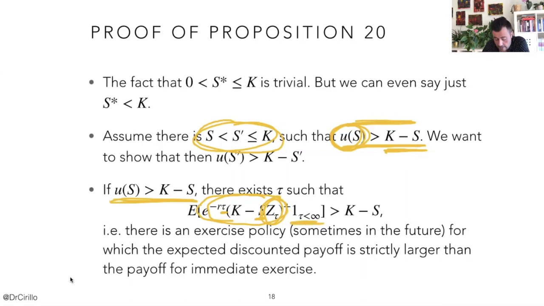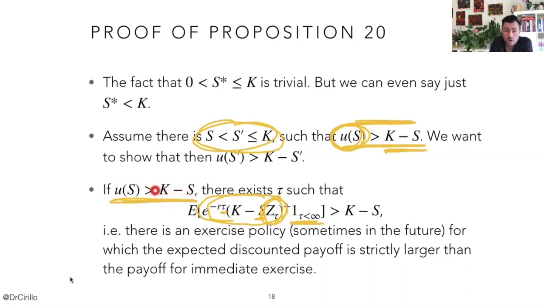And remember that since tau is a random time, it's a random variable, and it cannot be taken out of the expectation freely as we would do for deterministic quantities. So it needs to remain within the expectation. In any case, if our value of a not yet exercised perpetual American put for a price level S is this, it's strictly larger than the value of immediate exercise, otherwise it would not be optimal to exercise.